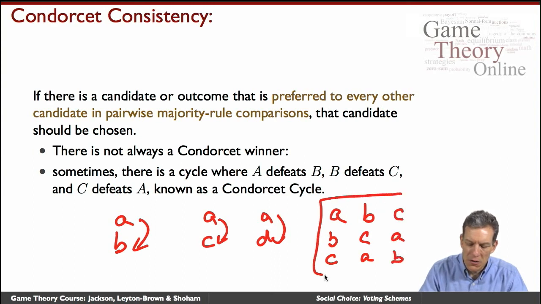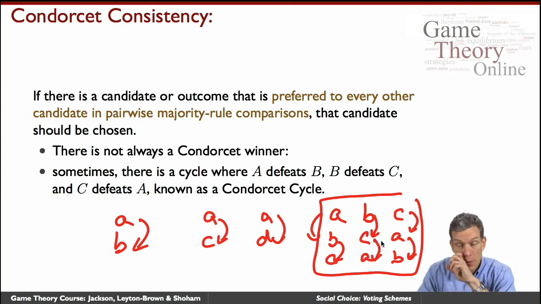Now you can see here A's preferred to B by a majority. 2 people prefer A over B. B's preferred to C by a majority, but C is also preferred to A by a majority. So we get a cycle here where we end up with majority rule. We have A beating B, but B beating C, and C beating A.